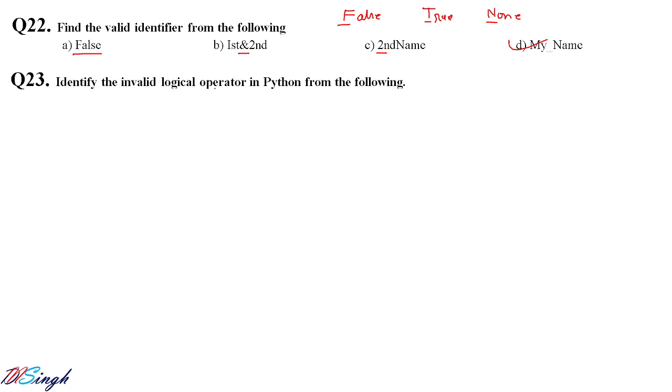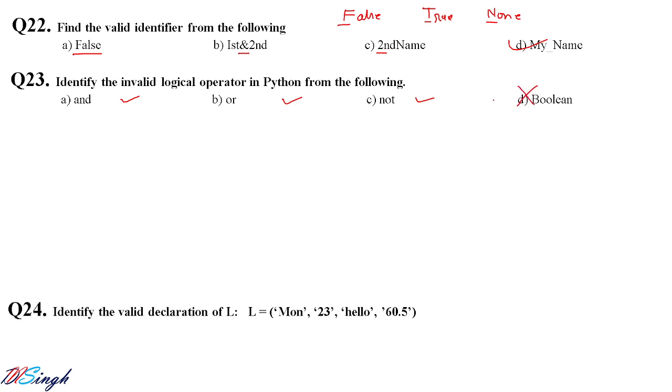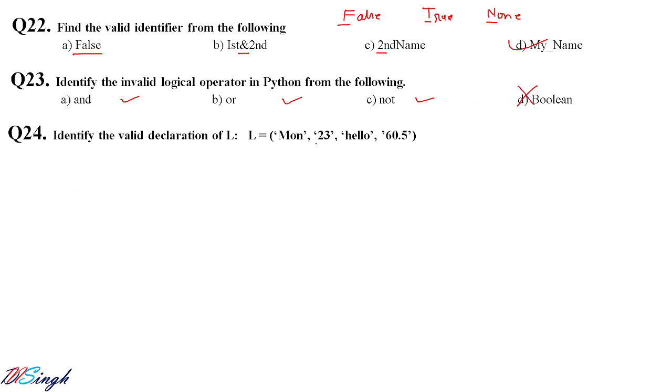So this is a valid identifier, remaining all are wrong. Identify the invalid logical operator in Python for the following. And is a logical operator, or is a logical operator, not is a logical operator, but the invalid one is what? Boolean. Identify the valid declaration of L. Again, it is declared inside the parenthesis, so it is what? Tuple. Fine. Let us see. Dictionary no, string no, tuple is the correct answer.